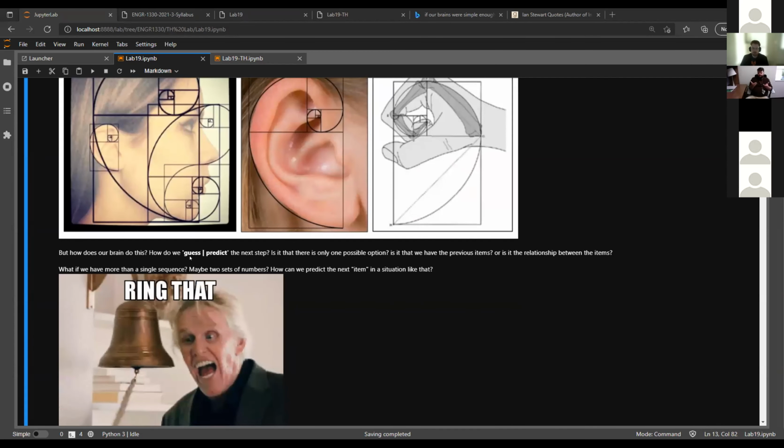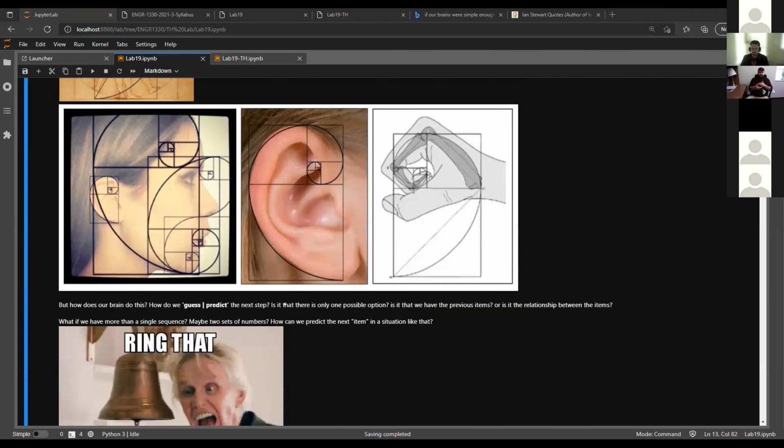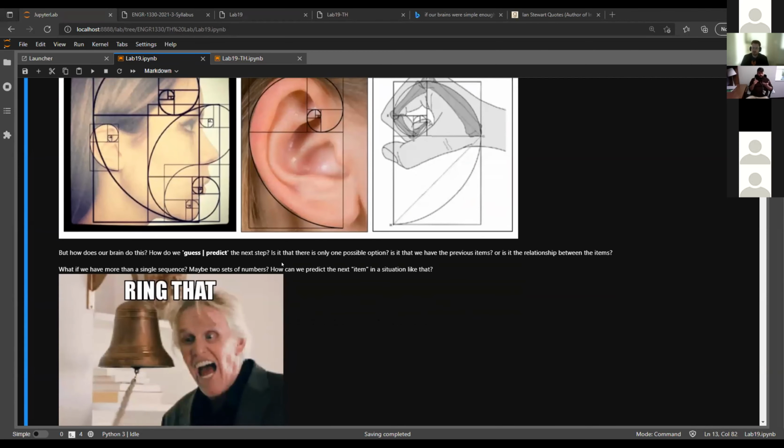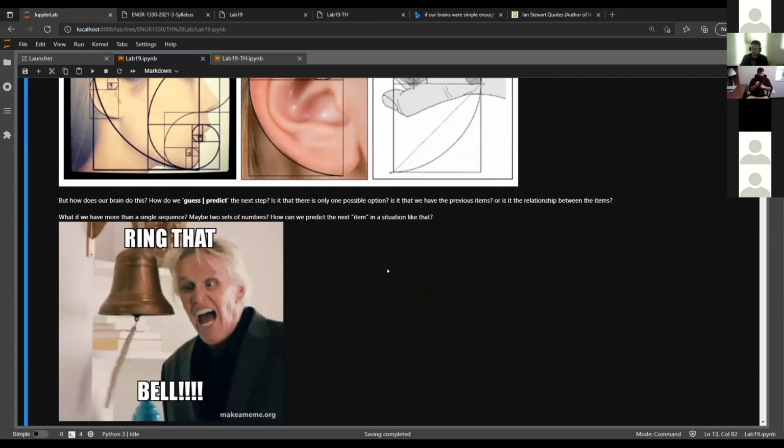How do we do the guess and predict to get to the next part? Is it that there is only one possible option? Is it that we have the previous items? Or is it the relationship between the items? What if we have more than one sequence? What if we have two sets of numbers? How can we predict the next item in a situation like that? Hopefully, all this is ringing a bell from what we were talking about last time.